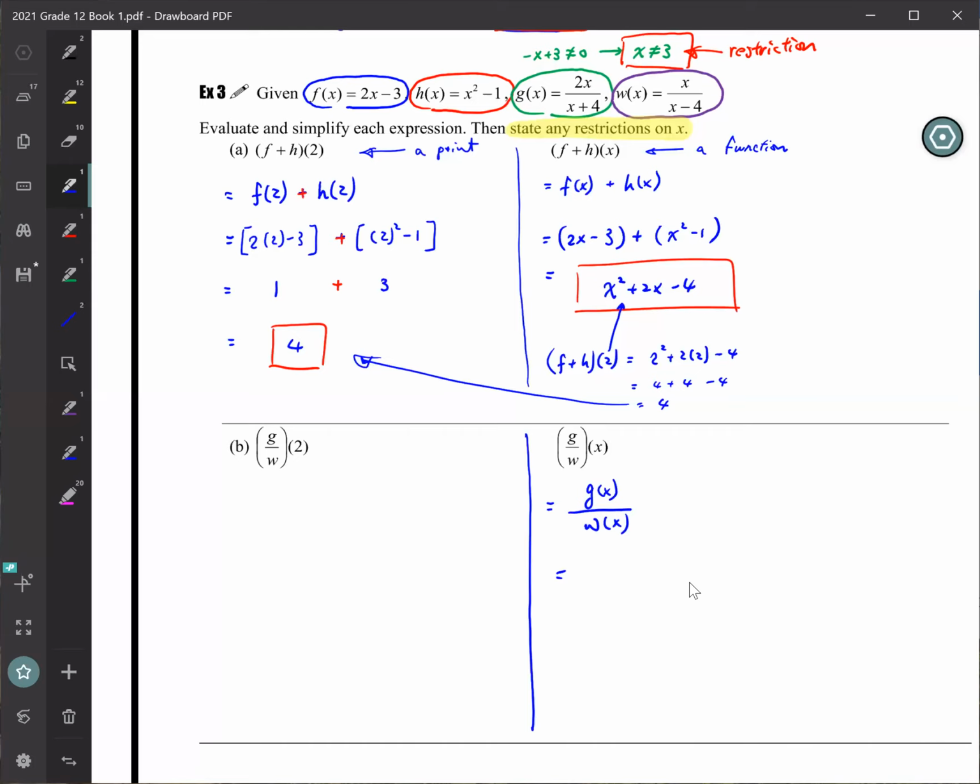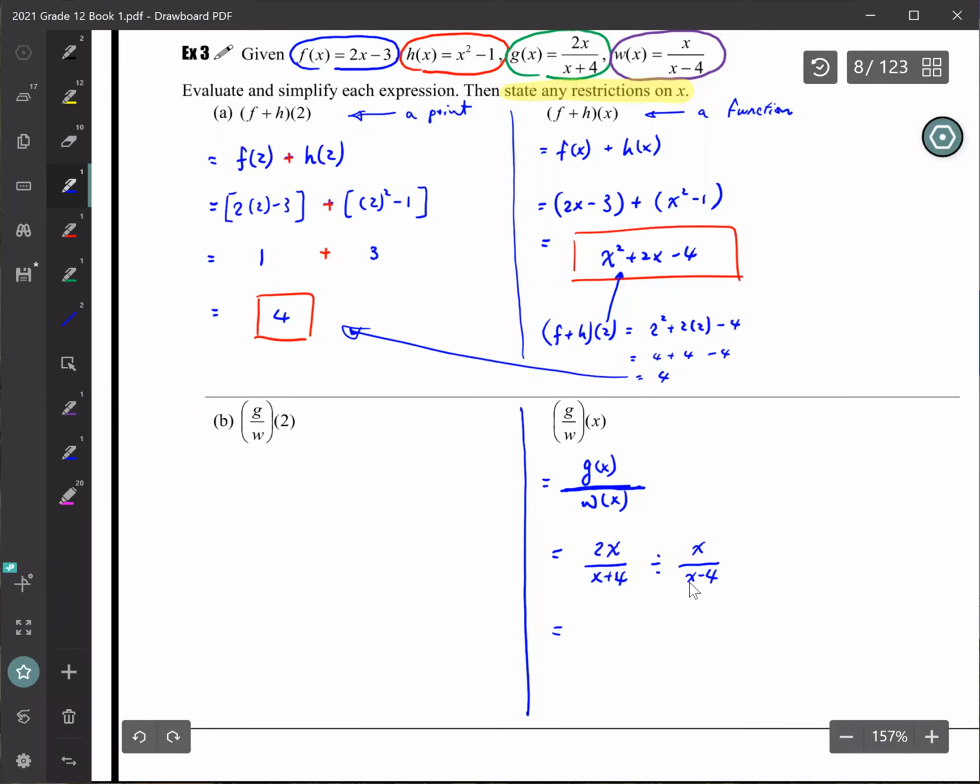I'll show the first step, in case you are confused what to do. G of x is 2x over x plus 4, right? Over means divide. So you can write divide. I don't want to put another line, too confusing. Divided by x over x minus 4. So you can start with that. Think about how you divide fractions. This is the green one, and this is the purple one.